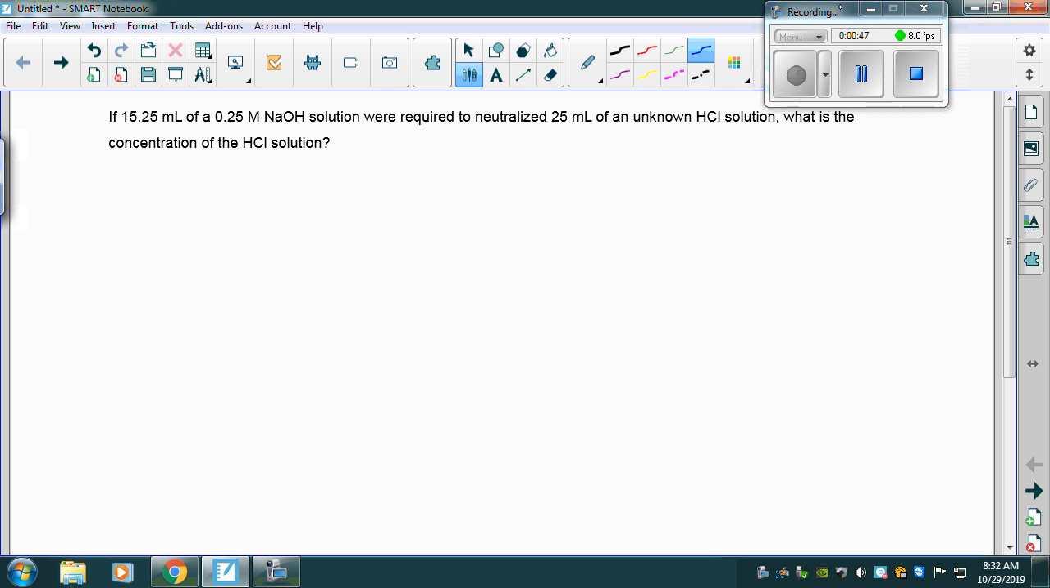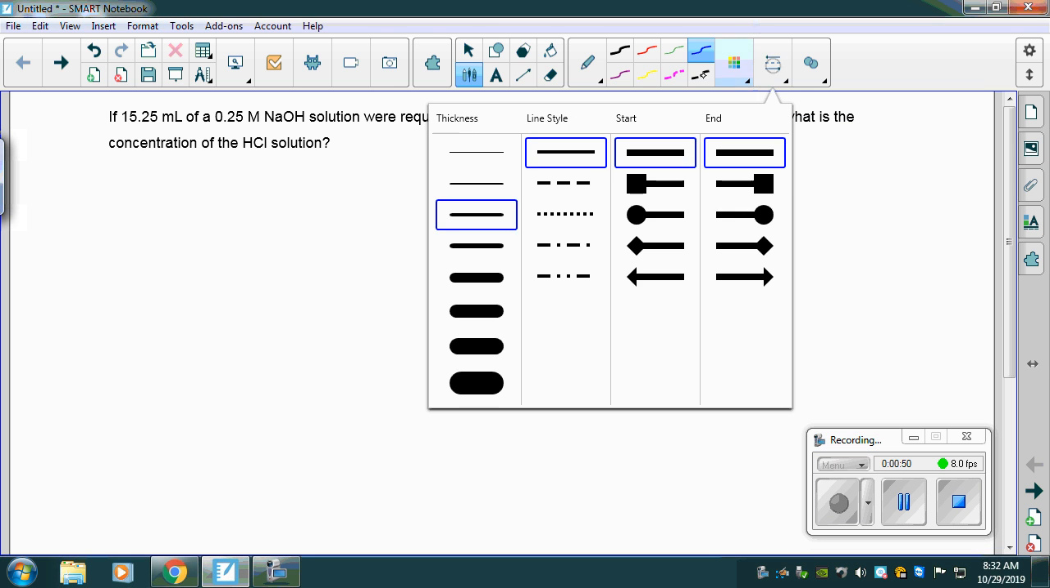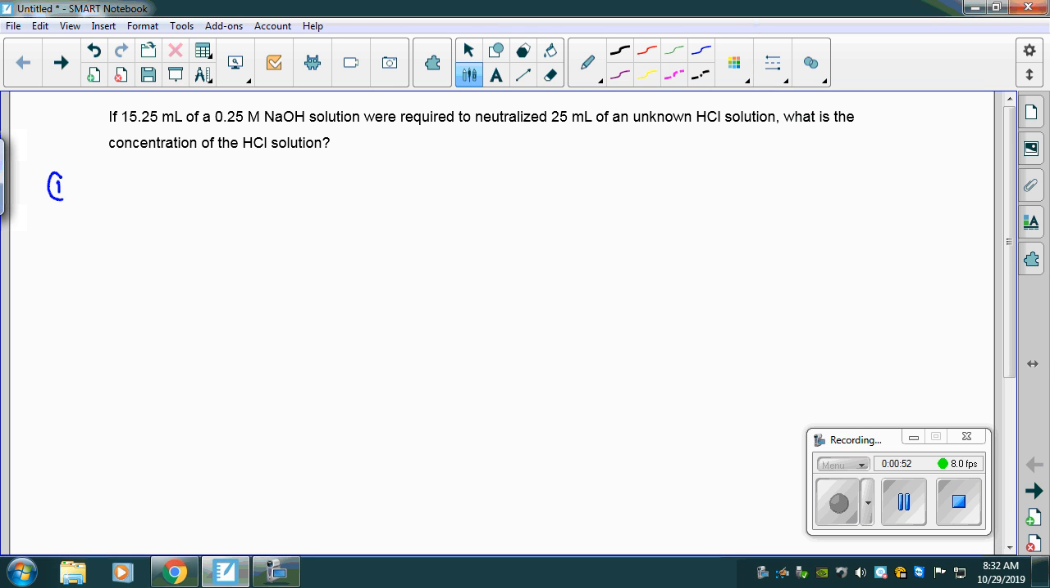All right, so the first thing that we had to do was write the balanced chemical equation, because it's not always going to be a 1-to-1 ratio. In this case it is, but not always. All right, so I've got an NaOH solution. It says I'm using it to neutralize or react with an HCl solution.